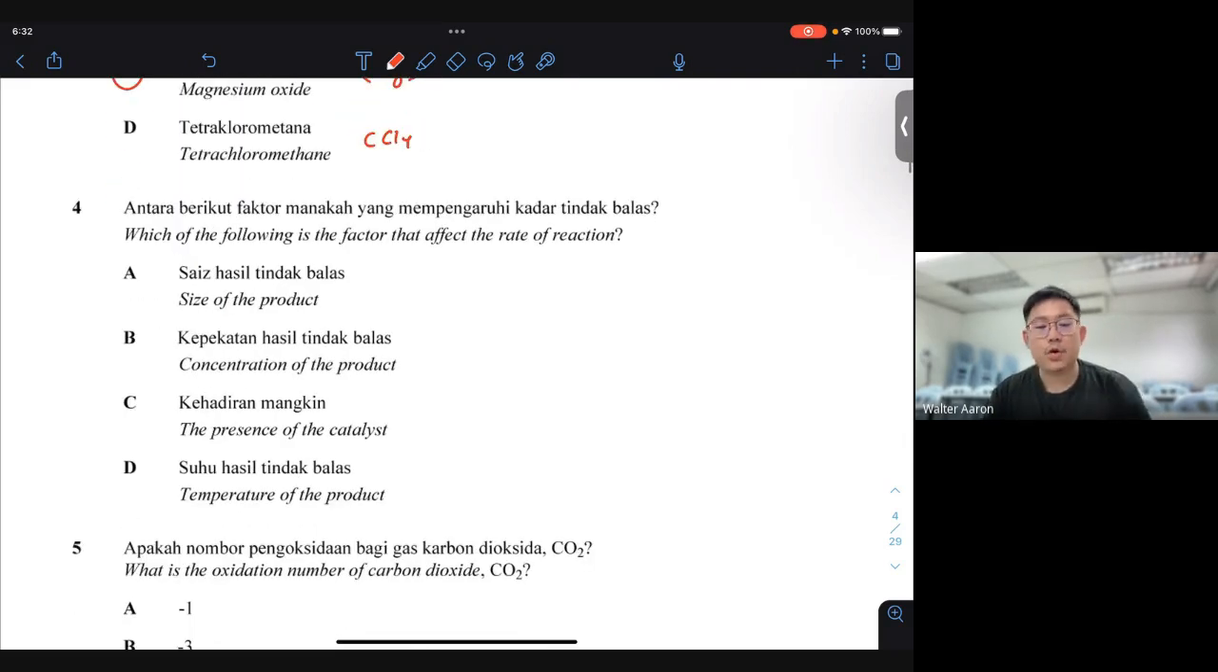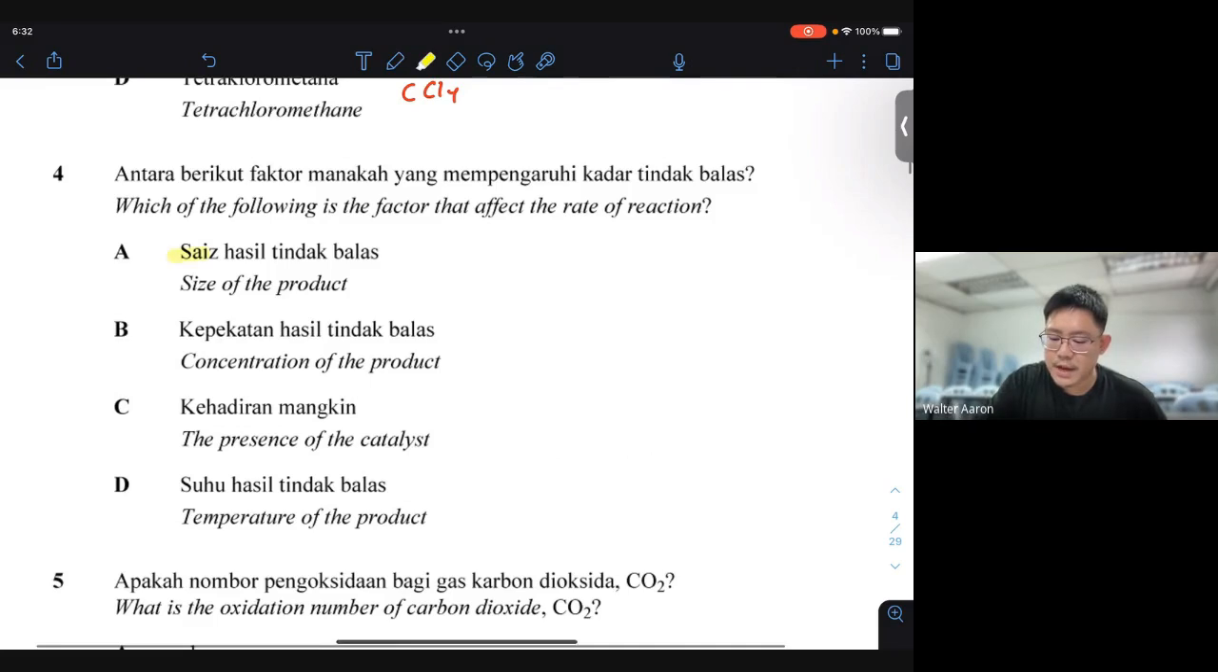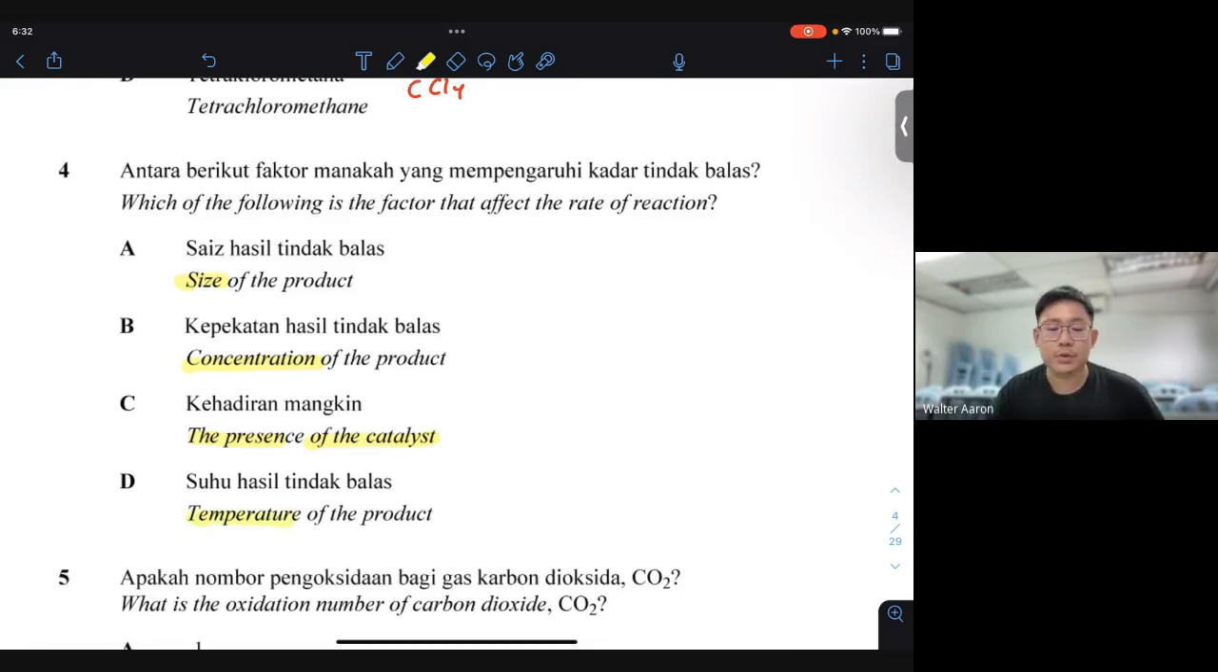For number 4, which of the following is a factor that affects the rate of reaction? If you see all these answers, they may look as if they are factors that could affect the rate of reaction. They talk about size, they talk about concentration, they talk about presence of the catalyst and temperature, and most of us will know that all these factors can actually affect the rate of reaction. However, if we take a closer look, what they actually mention here is size of the product, not the reactants, concentration of the product, not the reactants, and the temperature of the product, not the reactants.